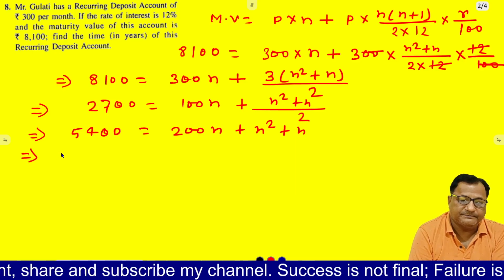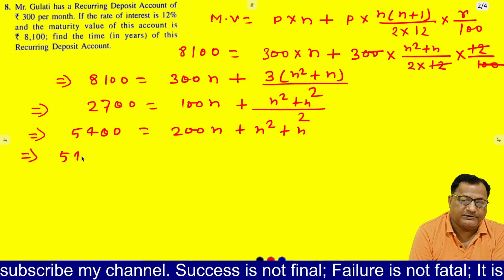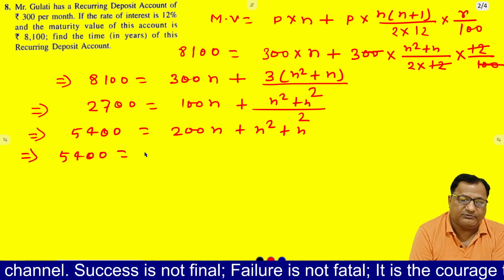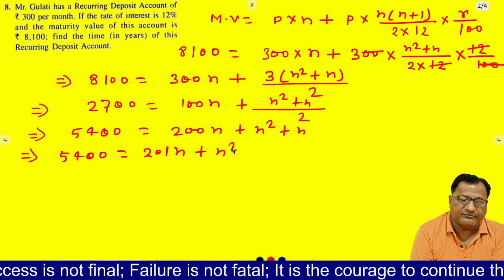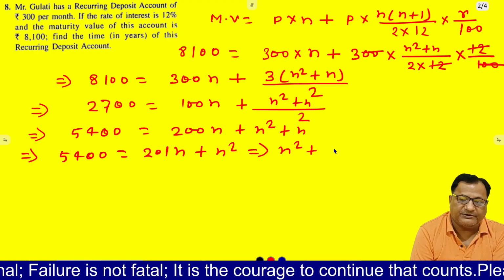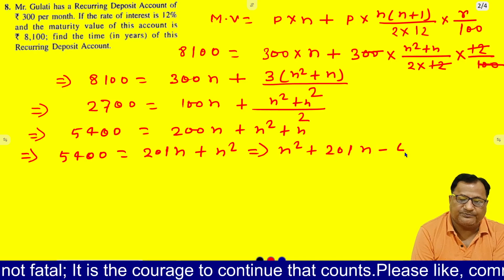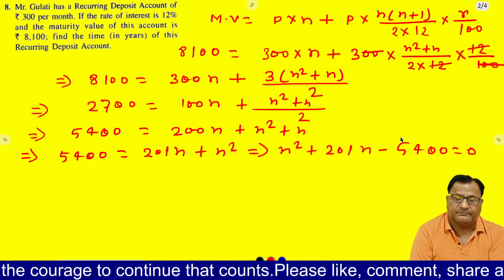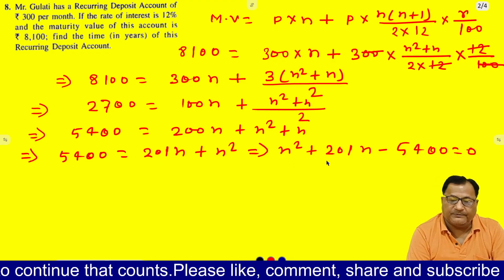This will be 5400 equal to 200 N plus N, that is 201 N, plus N square. So N square plus 201 N minus 5400 equal to 0. Now we have to find the value of N.